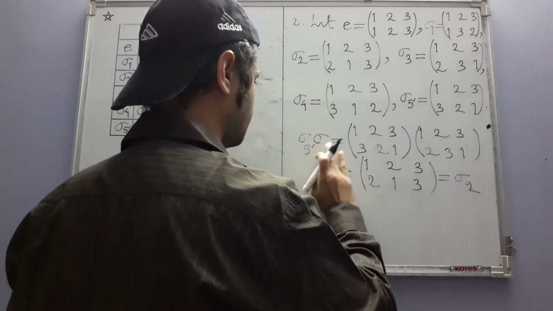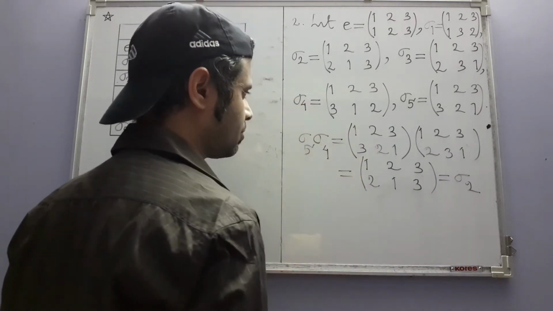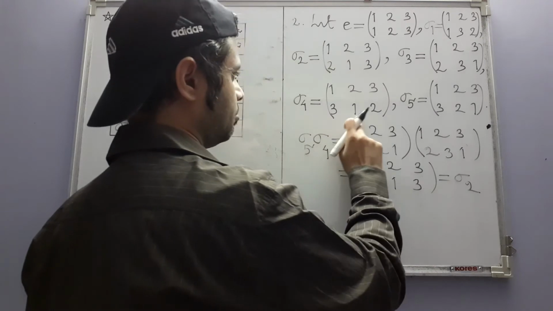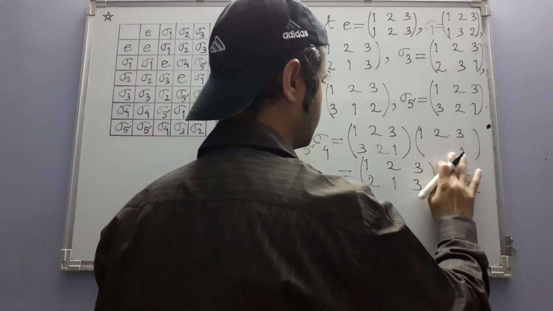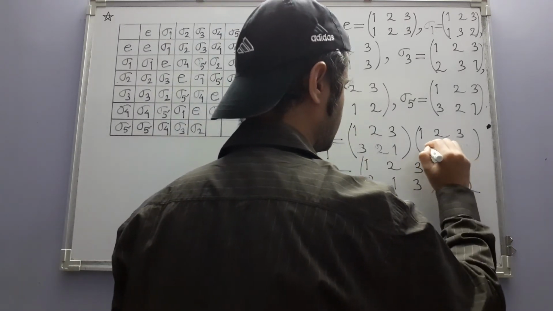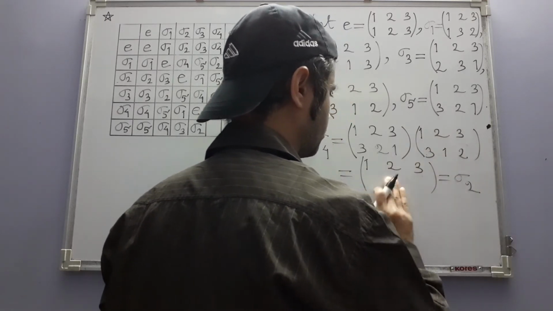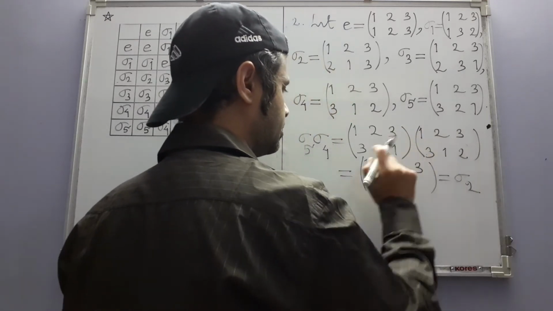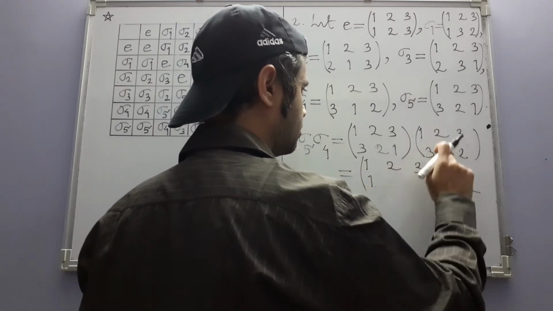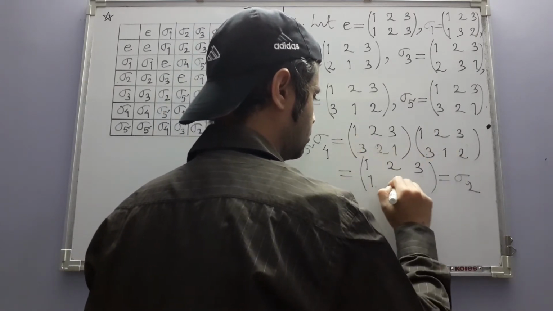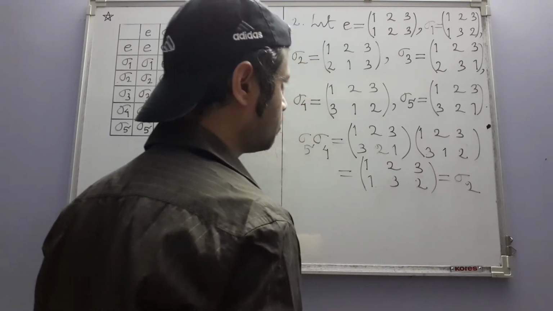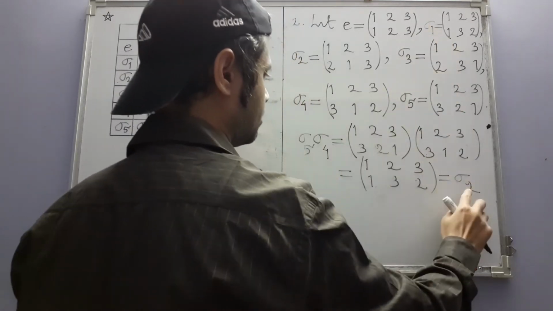Two more. Sigma 5, sigma 4, 3, 1, 2. 1, 3, 3, 1, 1, 1. 2, 1, 1, 3, 2, 3. So this is 2, 1, 3, 2. Sigma 1.